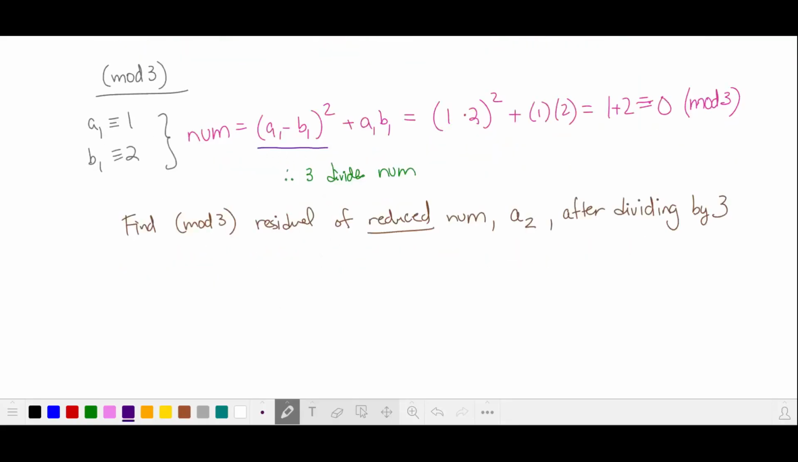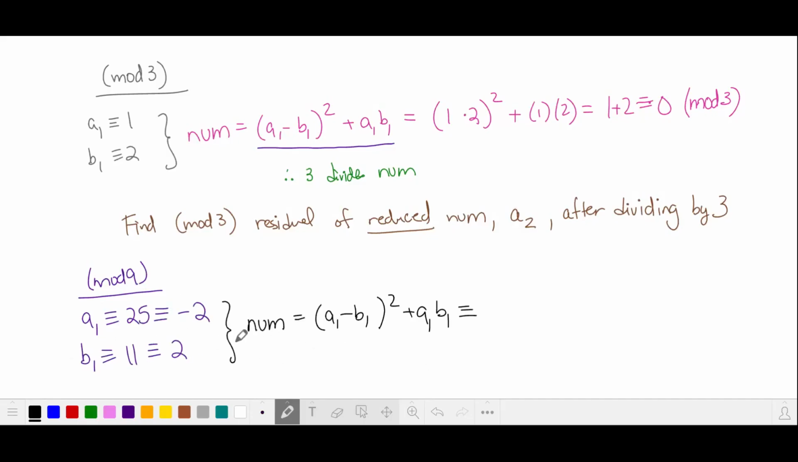To do that, we can take our original numerator before we reduce it and find the mod 9 residual of this expression. So let's find the mod 9 residual of a1 and b1. a1 was 25, and that's 2 less than 27. b1 is 11, which is 2 more than 9. And we'll plug these in.